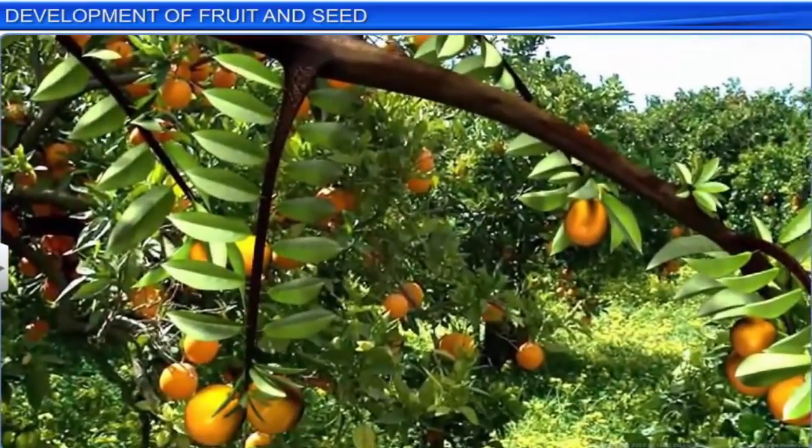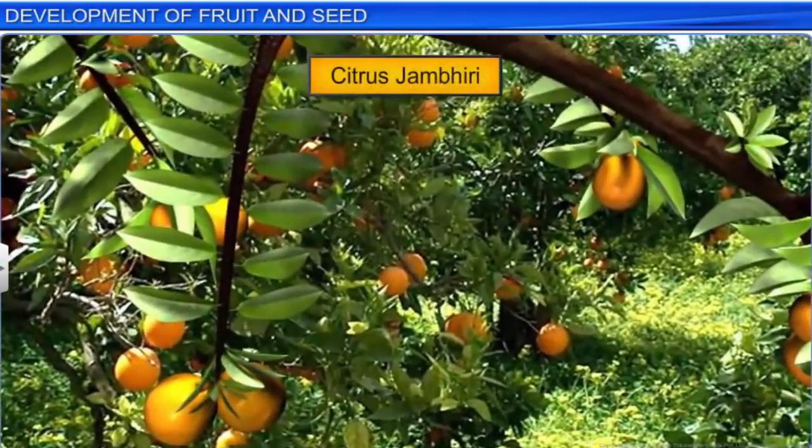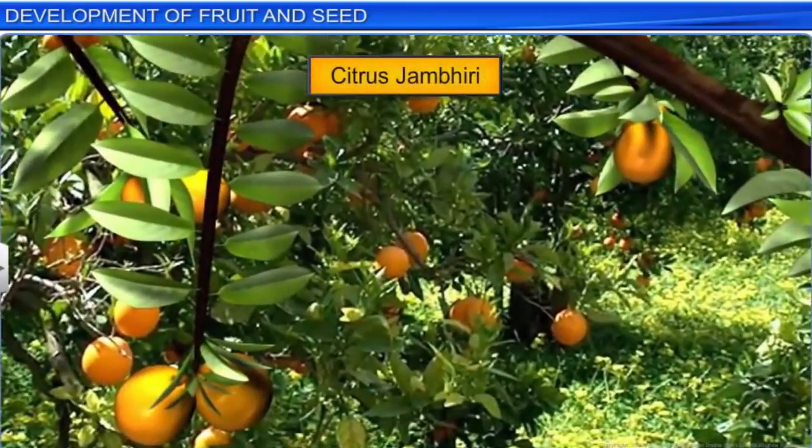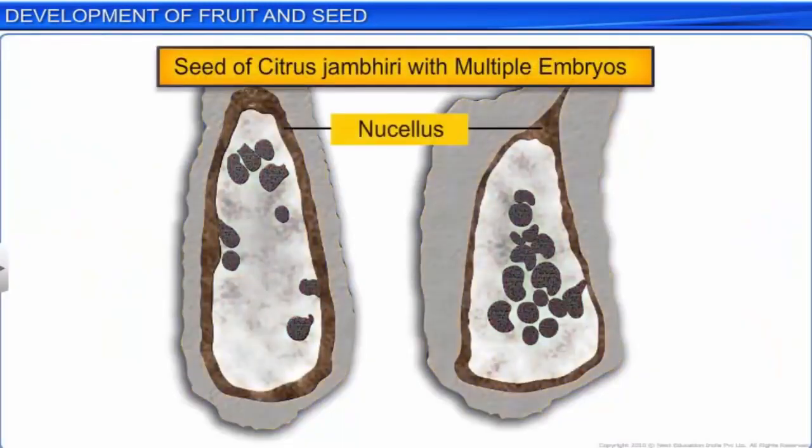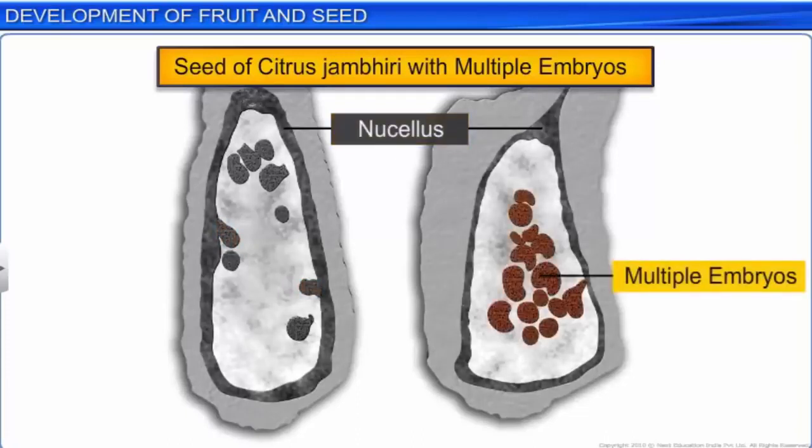Moreover, in certain apomixes such as Citrus jambiri, which belongs to the Rutaceae family, the nucellar cells surrounding the embryo sac divide and protrude into the embryo sac. Later, these cells develop into embryos, and hence a single seed contains more than one embryo. This phenomenon of having more than one embryo in a seed is called polyembryony.